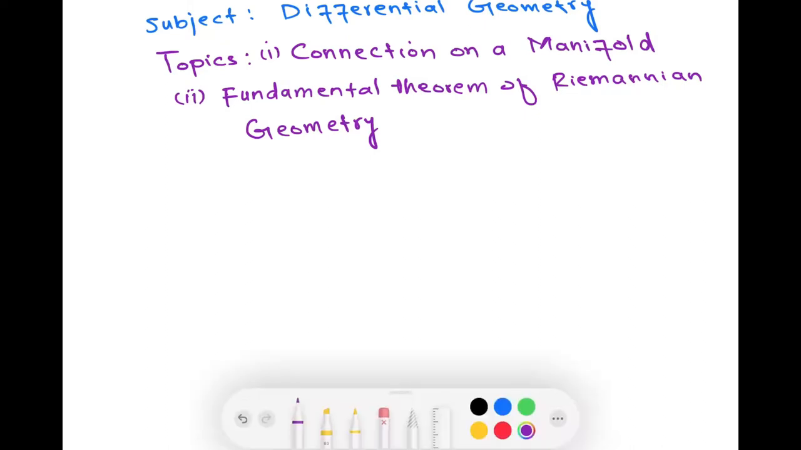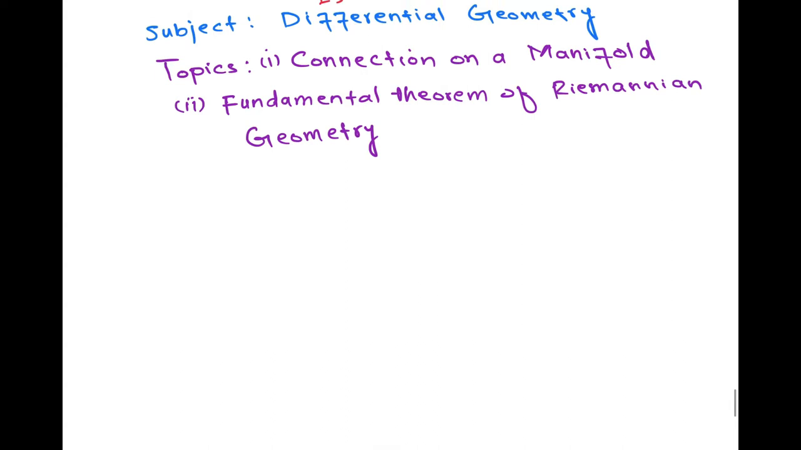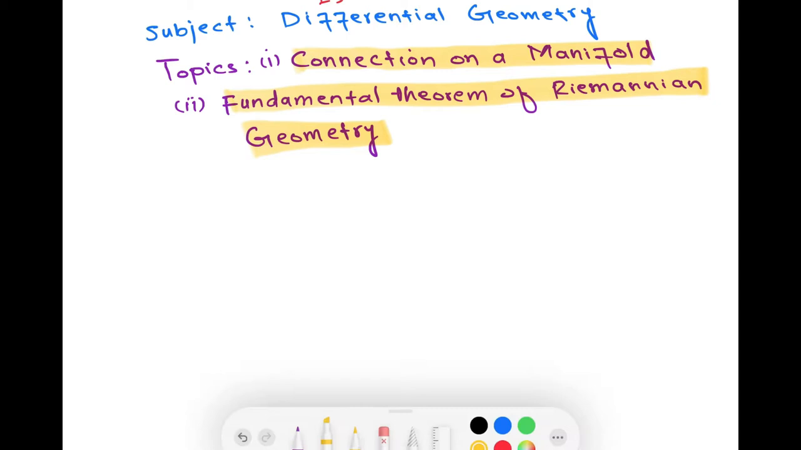Okay, so in this lecture, we are going to cover connections on a manifold, the concept of connection on a manifold, and then the second topic that we are going to cover is the fundamental theorem of Riemannian geometry. Okay, so first we come towards the first topic, and that is connection on a manifold.